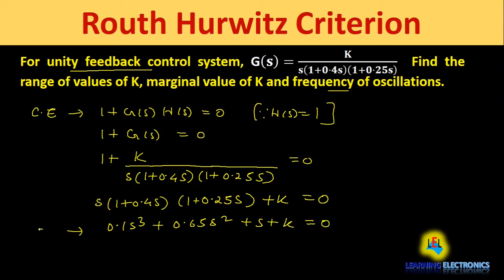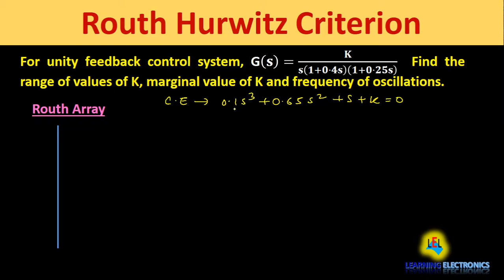So this is our required characteristic equation. Now using this characteristic equation, we will construct the Routh array. So this is the characteristic equation. We have to write first the highest power of s. Here it is s cube in this characteristic equation. Then we have to write s square, then s to the power 1 will come, and last is s to the power 0.